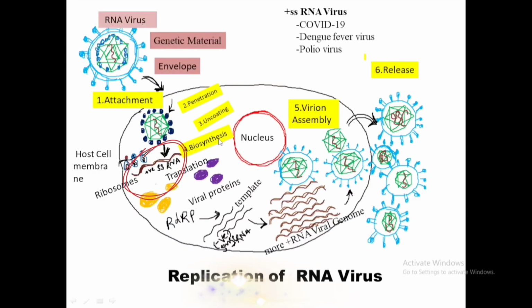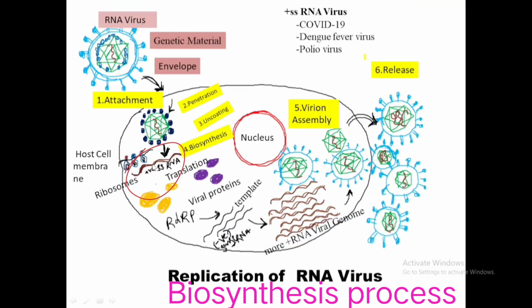Then the biosynthesis process can start. The positive sense single stranded RNA acts as a messenger RNA. Immediately host ribosomes read this mRNA strand and synthesize viral proteins. Here we can observe 2 types of viral proteins: first non-structural proteins, next structural proteins. Non-structural proteins include RNA dependent RNA polymerases, and structural proteins help in the formation of the viral capsid and envelope.